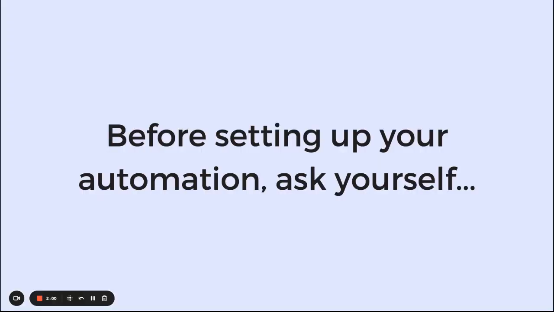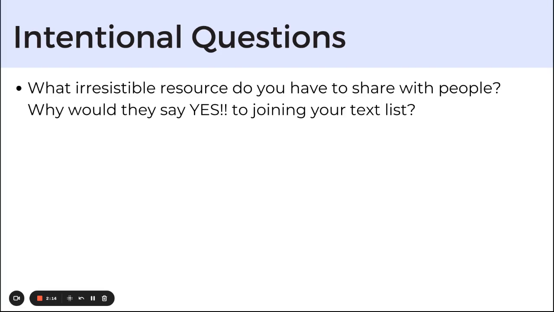Before getting into Project Broadcast and setting up your automation, there are a few questions that I encourage you to ask yourself. It really helps to have a vision of how things are going to work before you start clicking away in Project Broadcast. And the first question is, what resource do you have to share with people? I like to call this an irresistible resource because it's something that's going to make them say yes, absolutely, to joining your text list. What is that thing that you can give people access to?